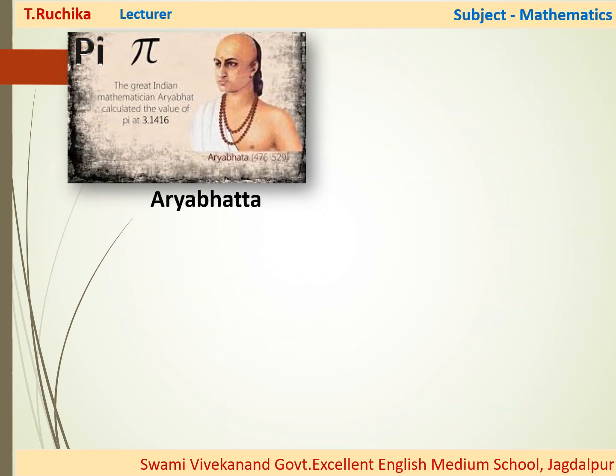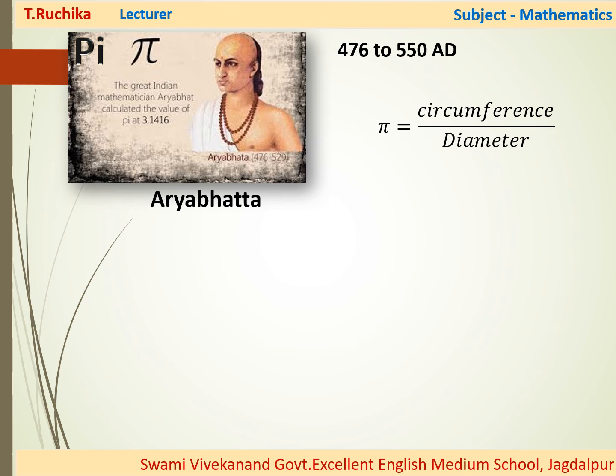Dear students, we use pi while solving many mathematical questions. Aryabhatta was the first mathematician to give a reasonable close estimate of the value of pi, which is the ratio of circumference and diameter. So pi is equals to circumference by diameter. Thus, according to him, pi is equals to 3.1416.